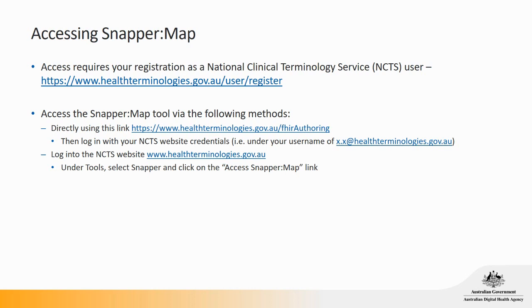Once you have credentials for the NCTS website, which is a healthterminologies.gov.au username, you can then access SNAP-A-Map using the link here that you can also bookmark, which will prompt you to log in with those credentials when you're within the tool, or you can log into the NCTS website first, then go to the Tools section, select Snapper, and then click on the Access SNAP-A-Map link.